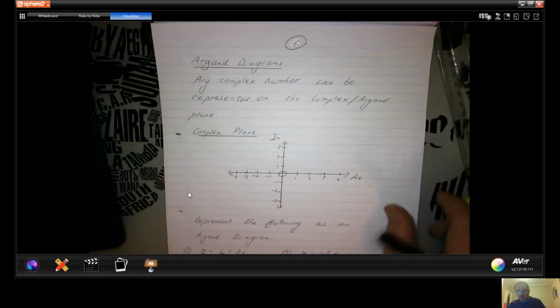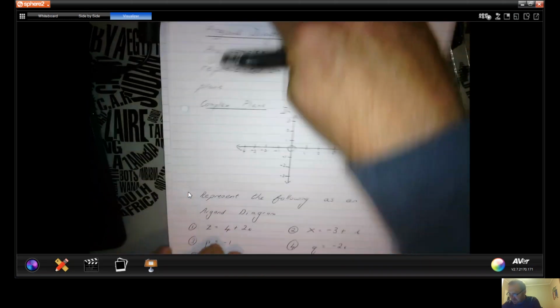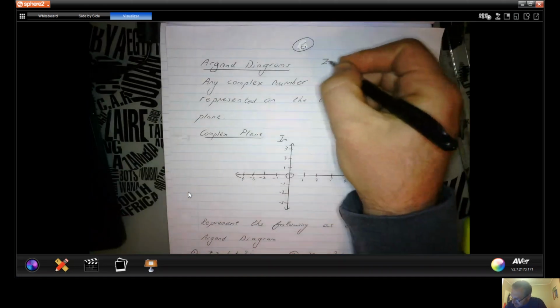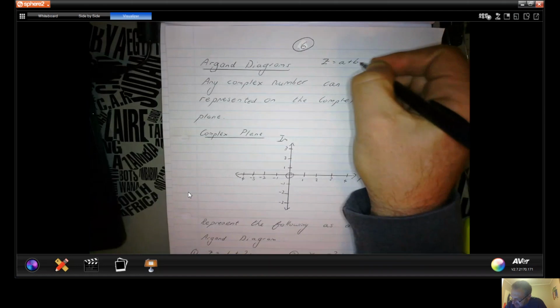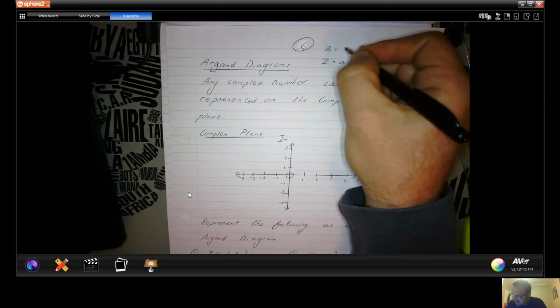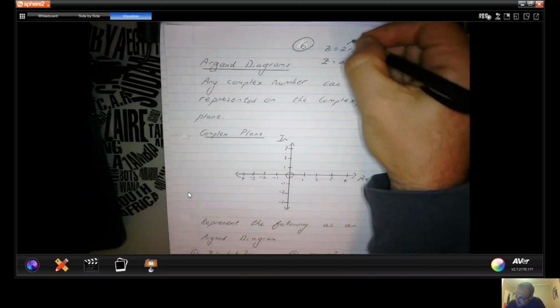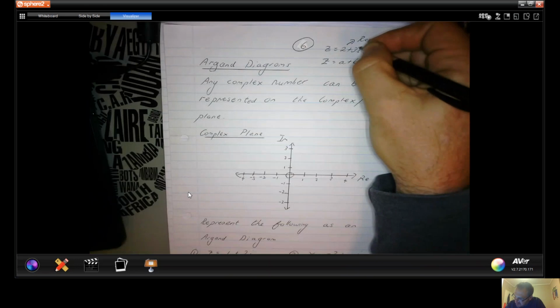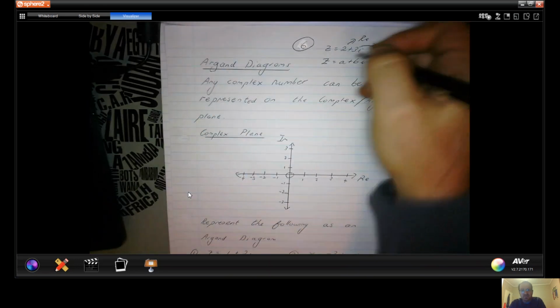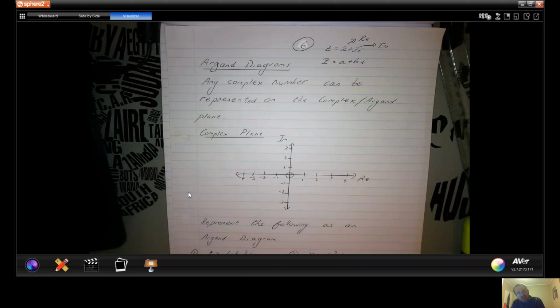Page 6, Argand diagrams. Remember, a complex number can be written as z is equal to a plus bi. For example, z is equal to 2 plus 3i. Any complex number has a real component, which is the 2, and an imaginary component, which is the 3. So any complex number can be made up of a real part and an imaginary part.